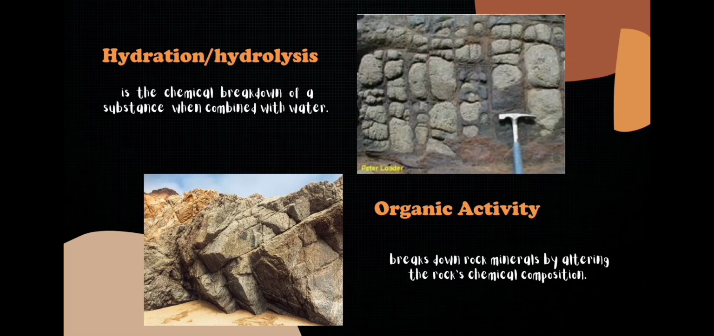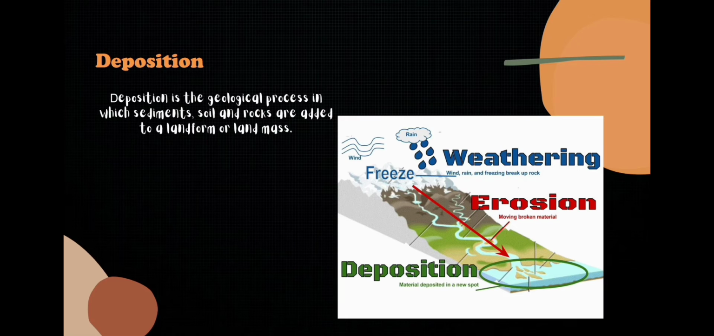So lastly is deposition. Deposition is the geological process in which sediments, soil, and rocks are added to a landform or landmass. Deposition occurs as weathered rocks, soil, and sediments are transported to a new place by erosion, as you've seen in the photo. Deposition occurs as the forces that transport the sediments, like wind, water, and such, are no longer strong enough to lift the sediments. In the spring, rivers and lakes are filled with melting snow.